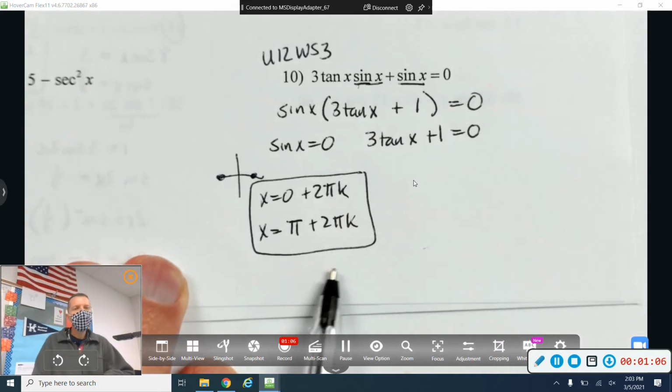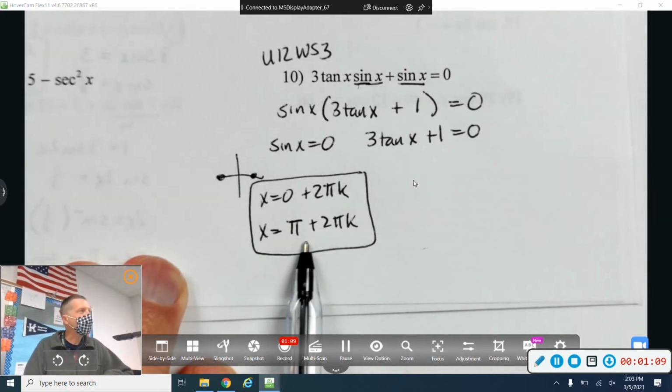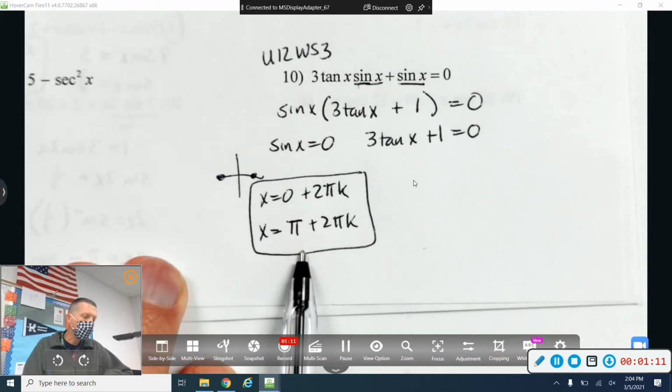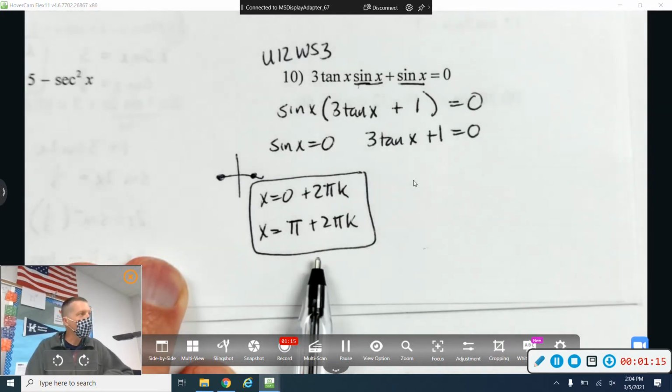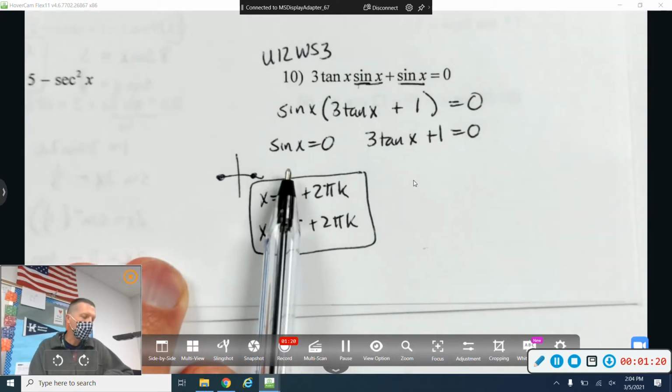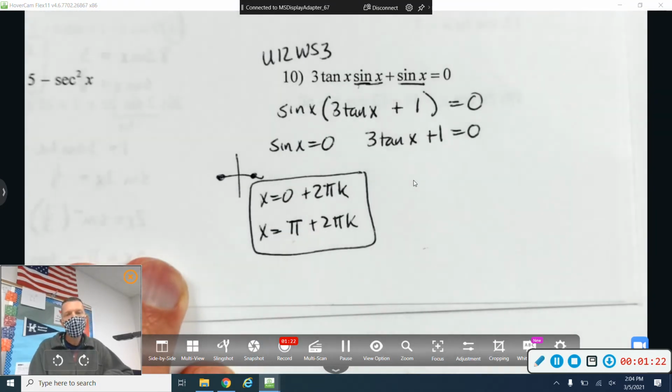And there are other cleverer ways to write that. Like you could write this, those would combine to be 0 plus pi k, if you were really paying attention and wanted to be clever about how to write the answer. But writing it this way matches all the other sine ones. So you find the two answers and put them plus 2 pi k.